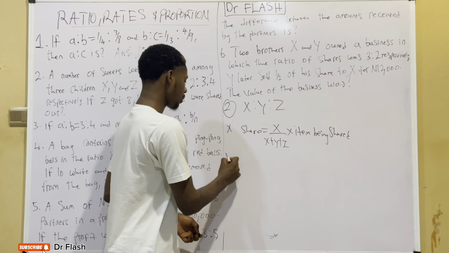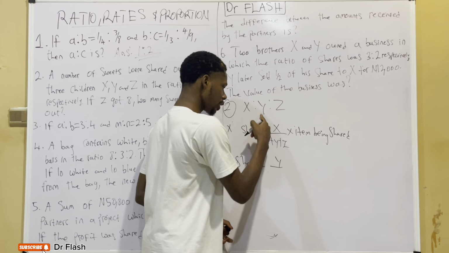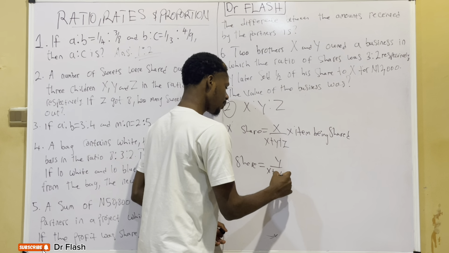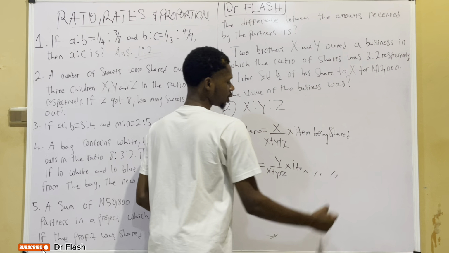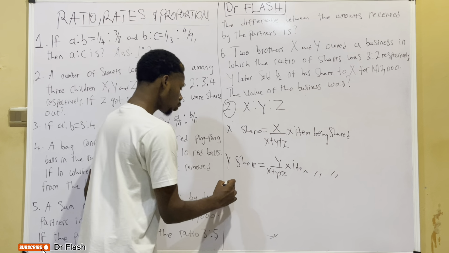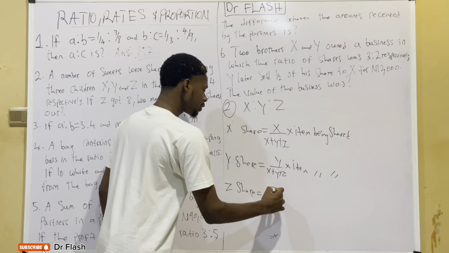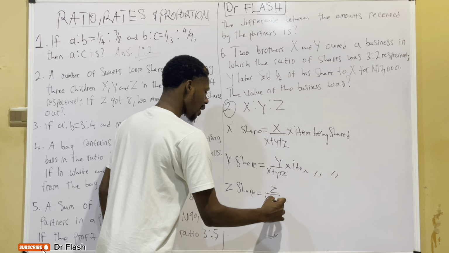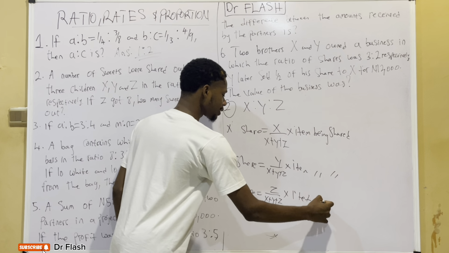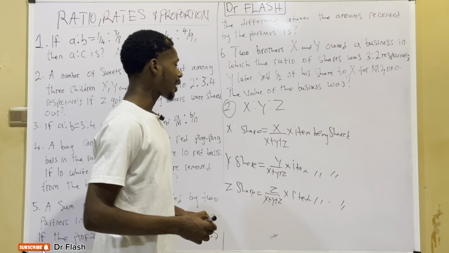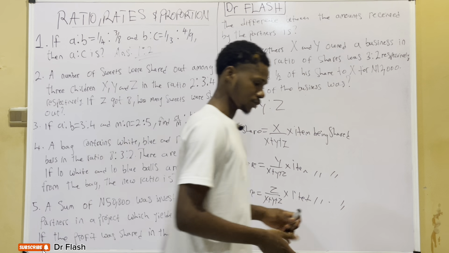Now for Y's share, it is going to be Y divided by X plus Y plus Z, times the item that is being shared. Same thing goes for Z. So for Z's share, it is Z divided by X plus Y plus Z, times the item that is being shared. Okay, that's the trick. I'm going to take this off so that we can have space to solve this question.